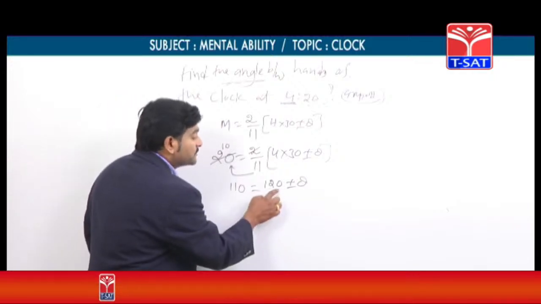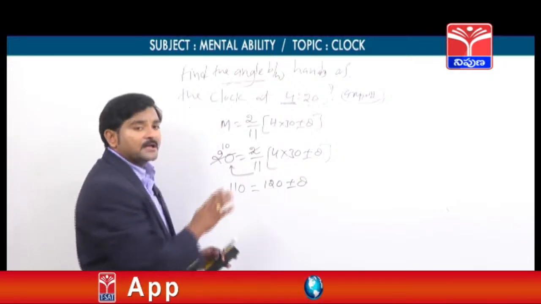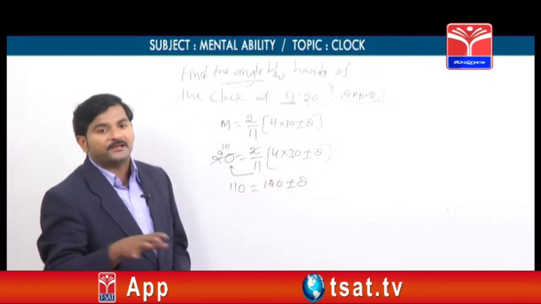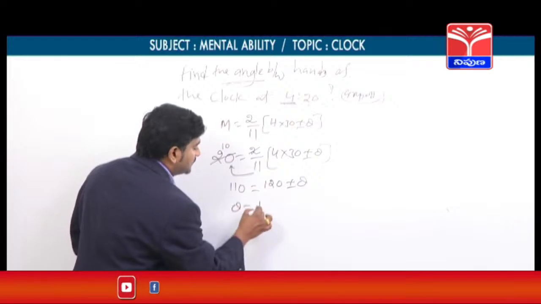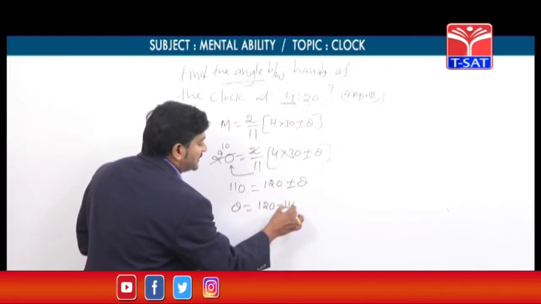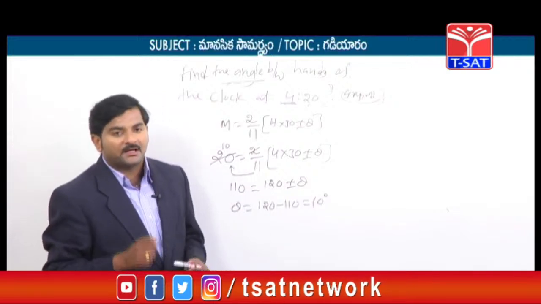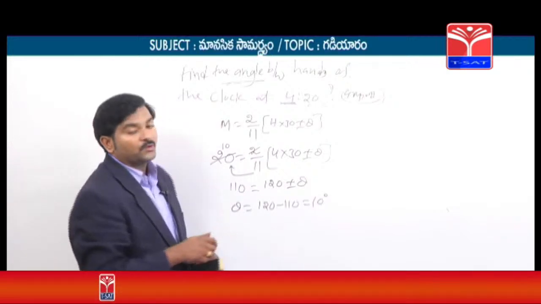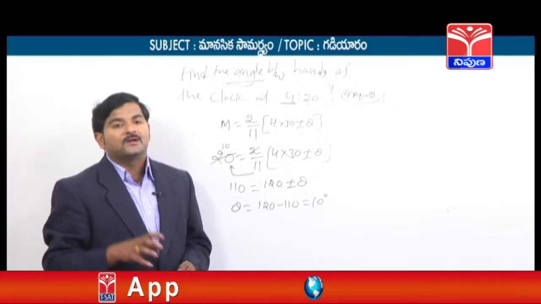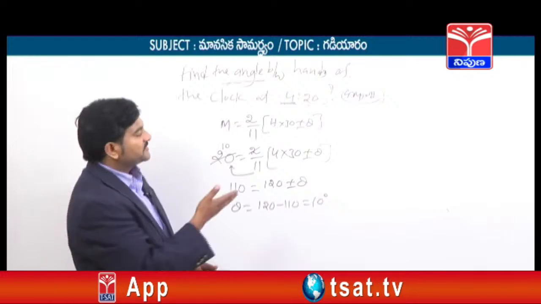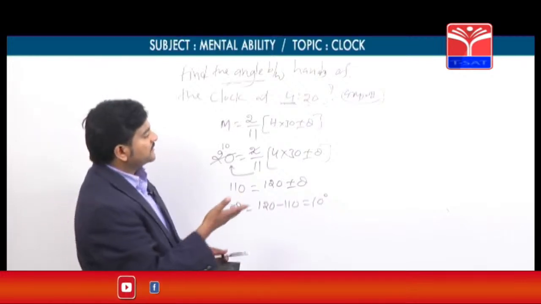Sometimes you may get the small value here and the big value there. However, after getting this step, we need to subtract the small value from the big value. So theta is equal to 120 minus 110. Simply how many degrees are you getting? 10 degrees. What can we conclude? Therefore, at 4:20, the angle between the two hands of the clock is how many degrees? Simply 10 degrees. So it's a matter of only 30 seconds. You can solve this question.